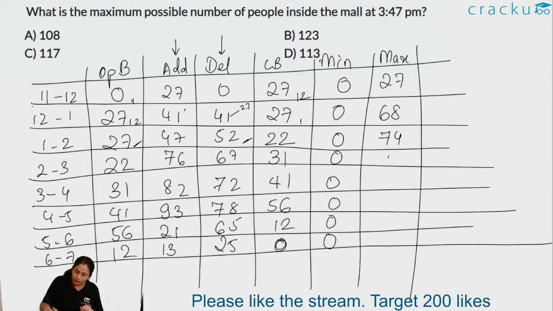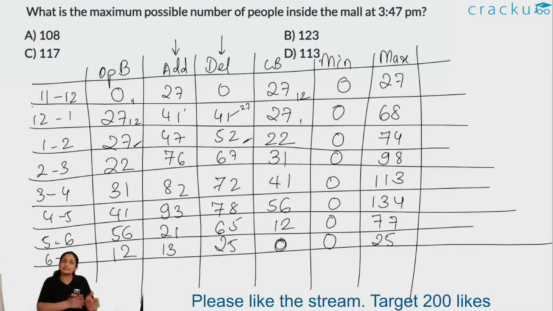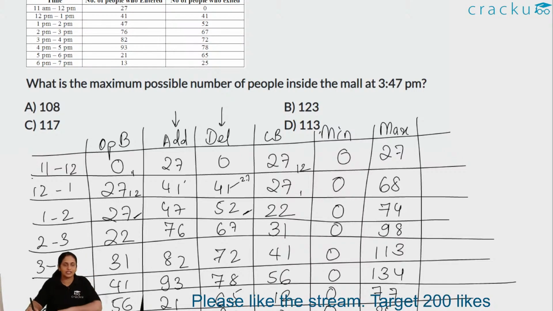Similarly, over here you would have 98, you would have 113, you would have 134, and you would have 77, and you would have 25. Okay, so this would be the min and max value of how many people are there in the mall inside that time range. So now that I have my full table, I can go and actually solve the question.